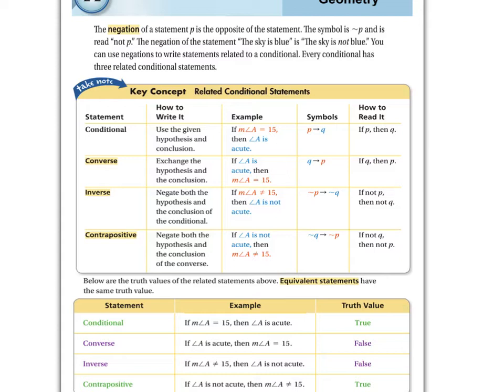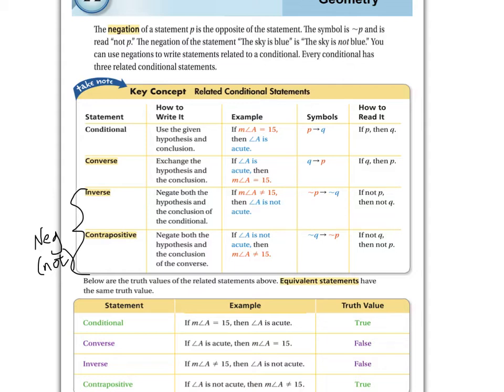All right, the inverse. This is where we start to talk about negations. These statements right here are negative, so they should have the word not in them. The inverse is going to negate both the hypothesis and the conclusion of the conditional. So I'm going to take the conditional statement right here and negate it. I'm going to put not in there. So if the measure of angle A does not equal 15, that does-not-equal symbol right there, then angle A is not acute. And it says, if not P, then not Q.